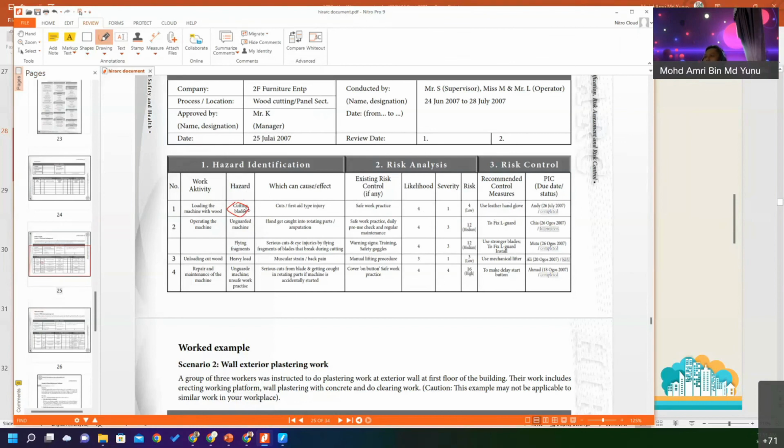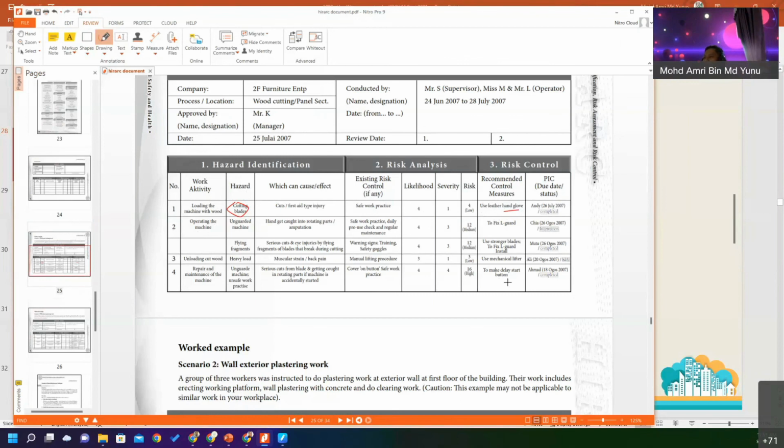So the descriptive, this is the minimum lah. Minimum cutting blades. But when we see the recommended measures, we could clearly understand the issue is not using hand gloves when handling or using the cutting blade.